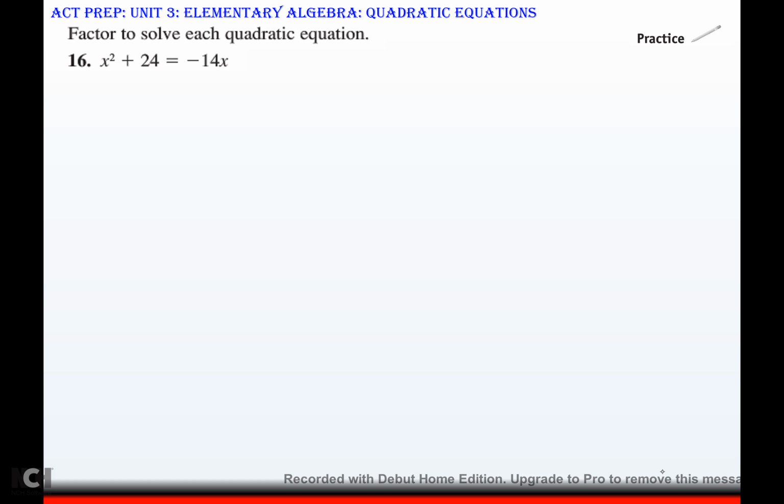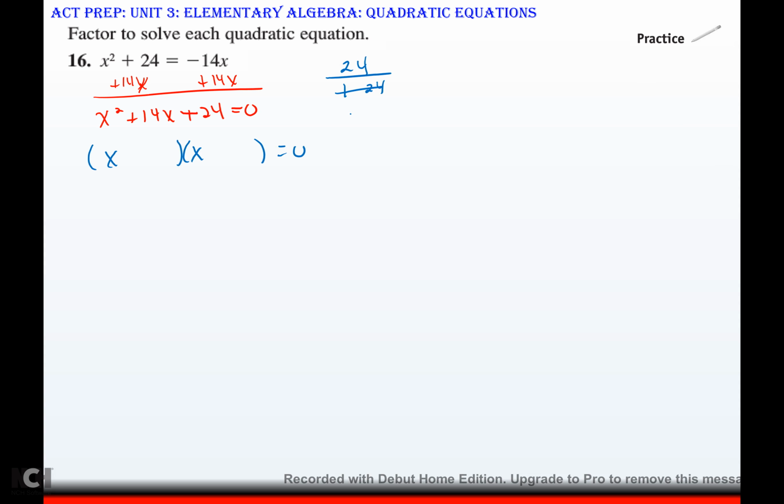Alright, so to factor this one, again, I need everything on the same side, so I'm going to add 14x. I get x squared plus 14x plus 24 equals 0. And a is 1, so this should be an easy factor with x and x. I need factors of 24. 1 and 24 will not make 14, 2 and 12 will. So 2 goes here, 12 goes here, and C will tell you the signs. Since C is positive, the signs are going to be the same, and they're both going to copy the one in the middle, which is positive.